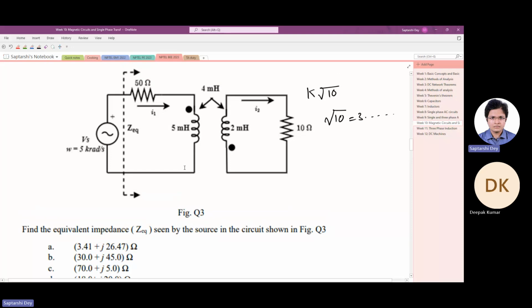What we have to do is carefully write the voltage equations. First, we will write in time domain, then we'll convert it to frequency domain. Same thing though, you can do in time domain also.